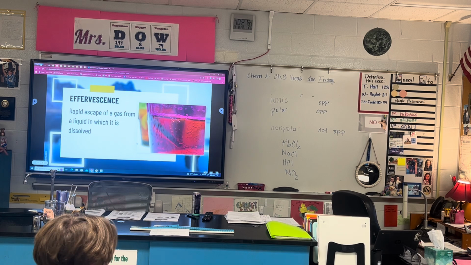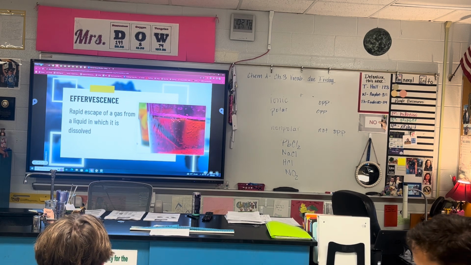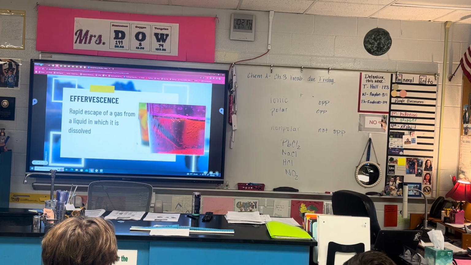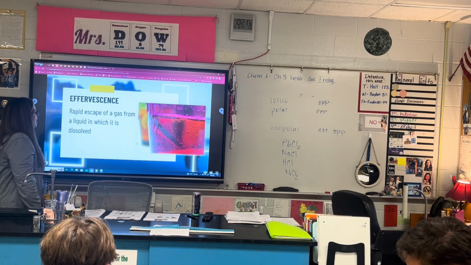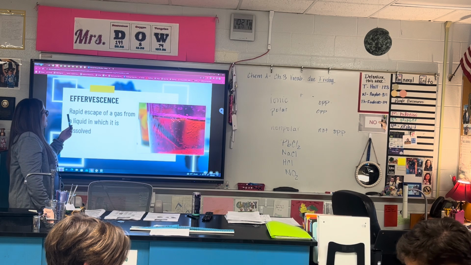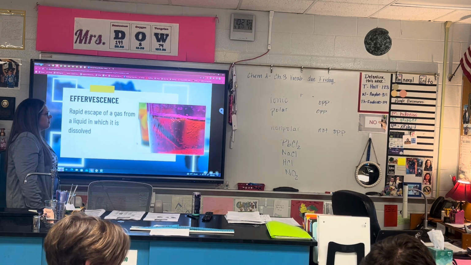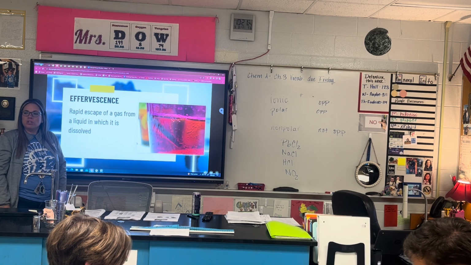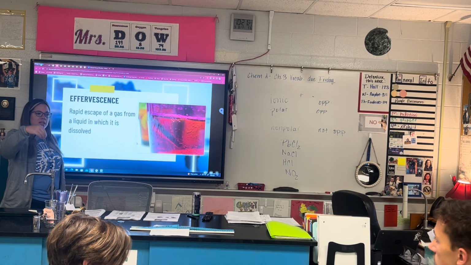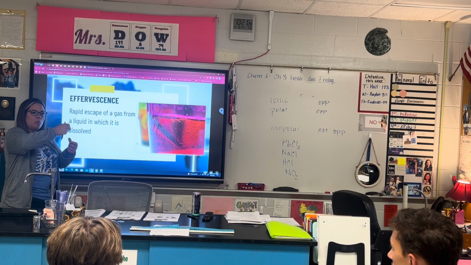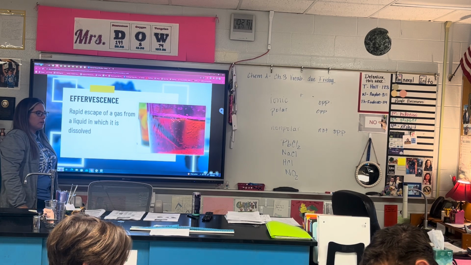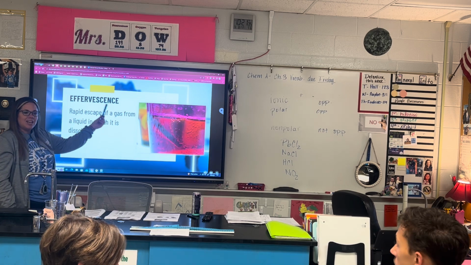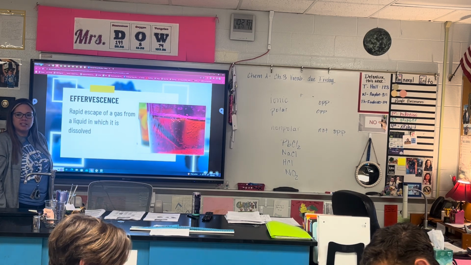I can't think off the top of my head where that would apply with a gas and a solid. I could see gas and liquid, or gas and gas, but I can't see gas and solid. So this is called effervescence, when you have a rapid escape of a gas from a liquid. So when your drink fizzes. When your drink is fizzing, you have that rapid escape of the gas. So when you open up your Coke, or I open up my Mountain Dew, that is technically called effervescence.